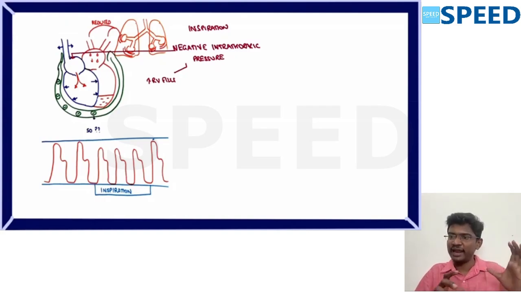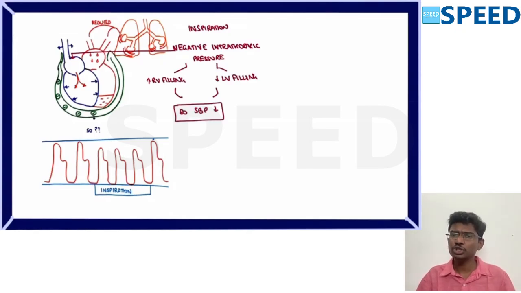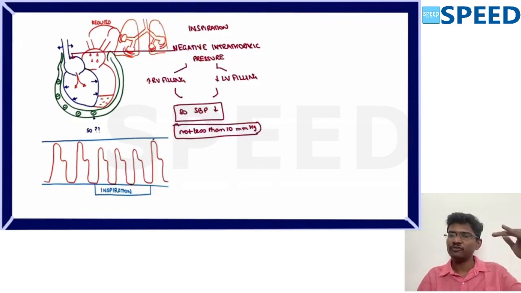RV filling will be enhanced, and during inspiration, more blood flow is going to the lungs, whereas output from the lungs to the left heart will be low. So RV will be overfilled and LV will be underfilled normally in inspiration. So usually your systolic blood pressure falls during inspiration, but not less than 10 mm mercury. See this pulse during inspiration, the systolic BP falls.